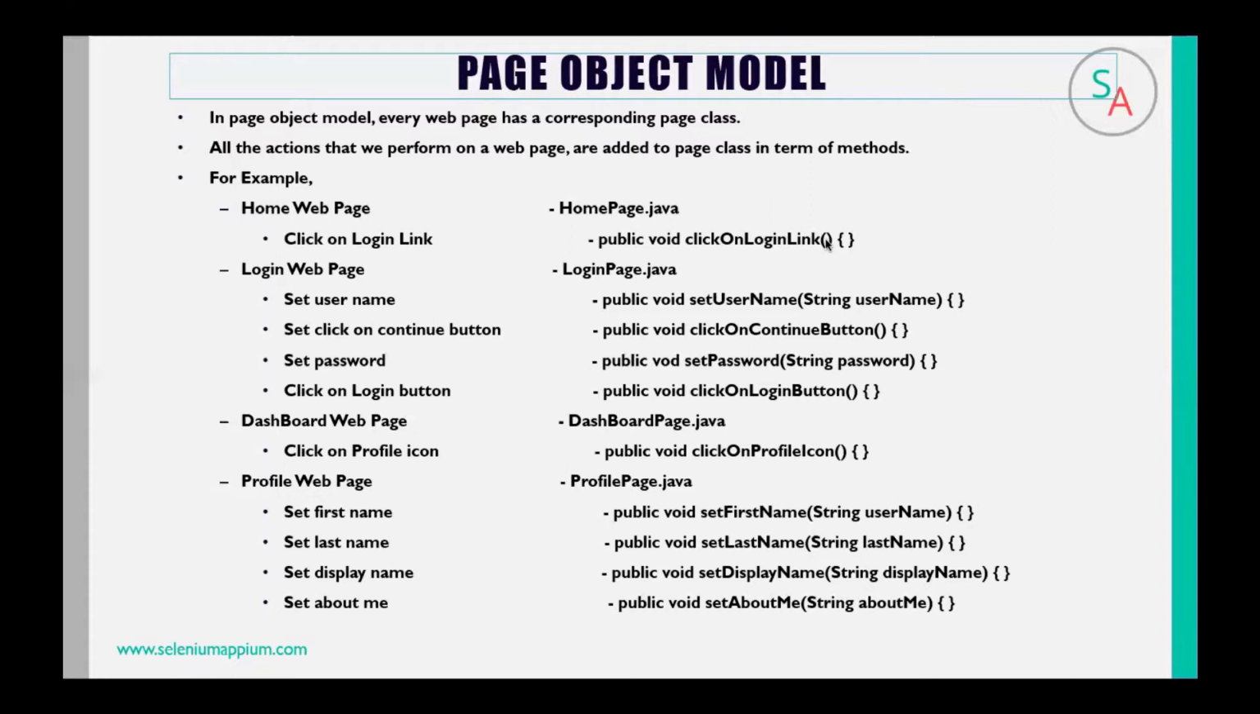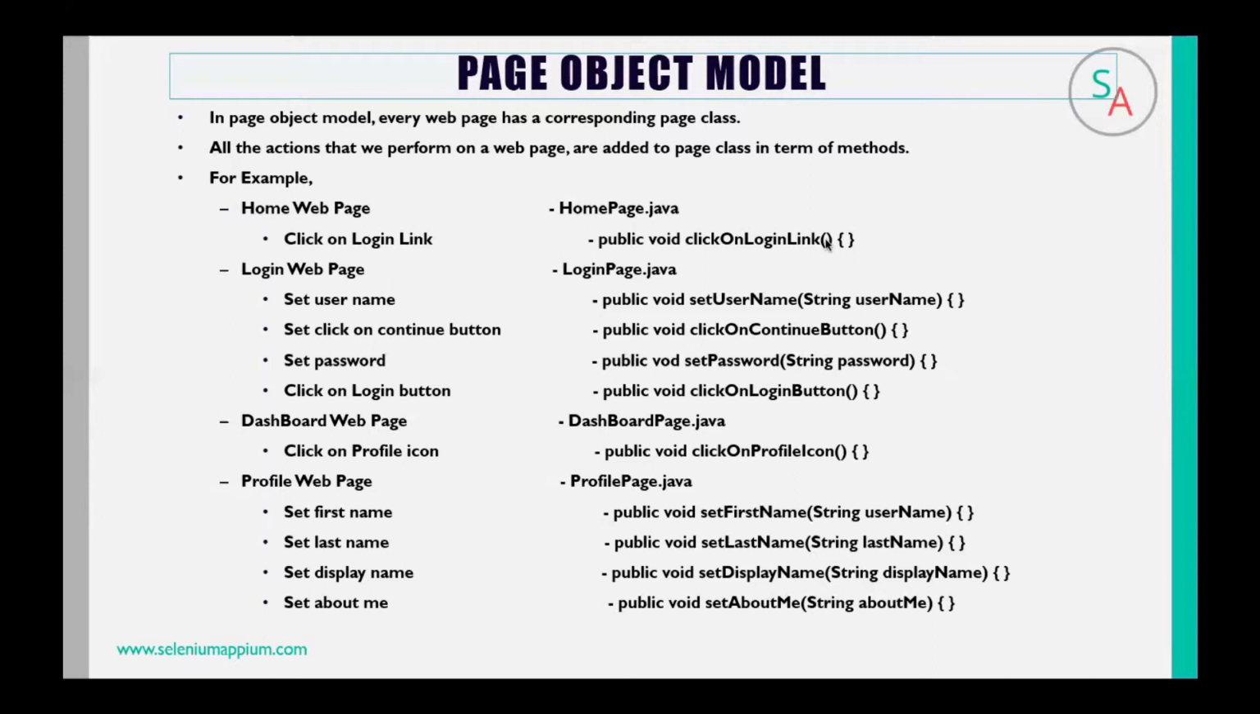To set the username, you need to find the username element, driver.findElement by ID username, and you get the web element, and then you can do sendKeys. So that action code, you have to write it in the set username method, and the corresponding action code for clicking on the continue button, you have to keep it in that method. So that way you have to write the action methods in the corresponding page class, and you have to implement all those methods. Similarly for dashboardpage.java and profilepage.java.